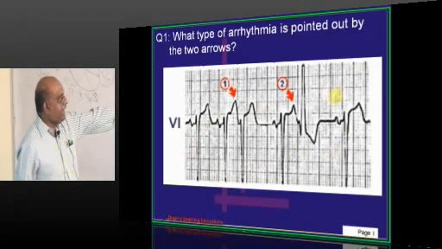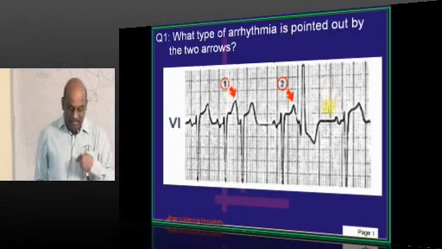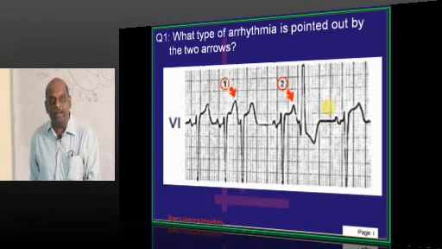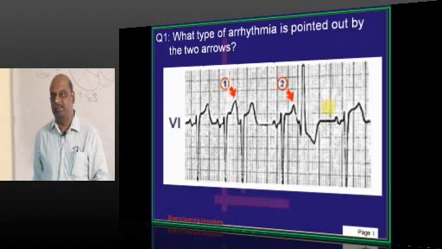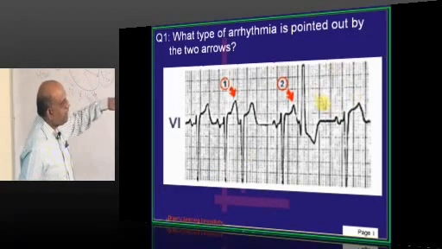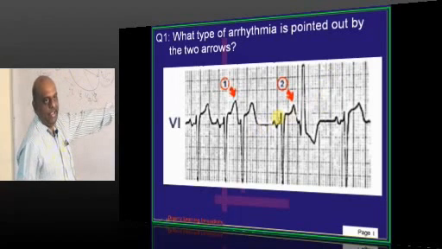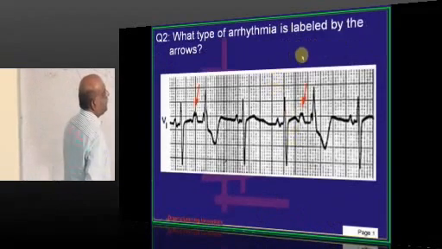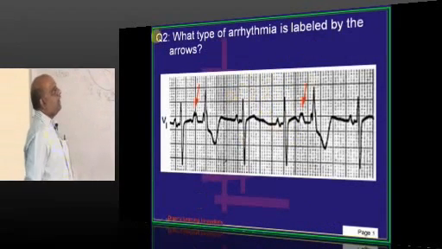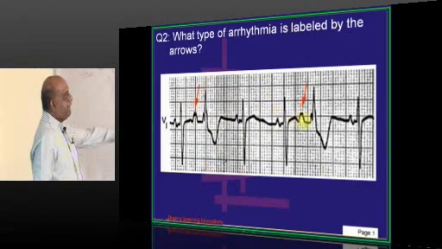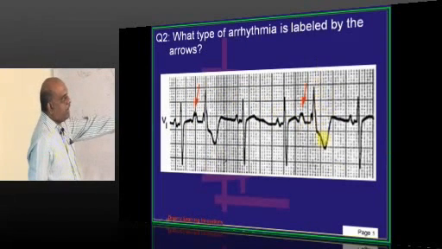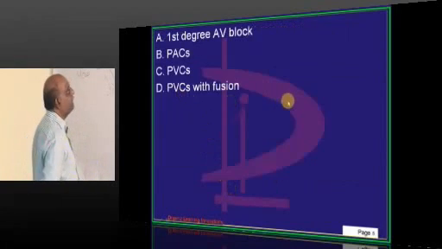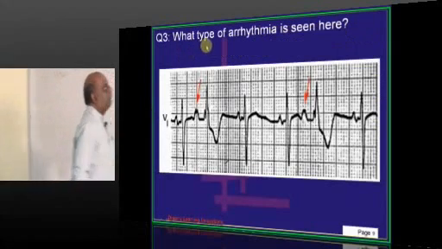So this is a premature atrial complex, and when a premature complex arises from the atrium, the electrical activity will lead to the right bundle going into block. So right bundle branch block induced by a premature atrial complex is the ultimate diagnosis you need to appreciate. So what type of arrhythmia is labeled by the arrows? Once more you are getting a QRS complex which is a positive R wave in V1, which is abnormal. So this is also an example of a premature atrial complex.